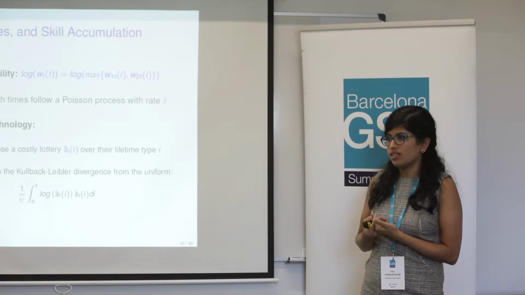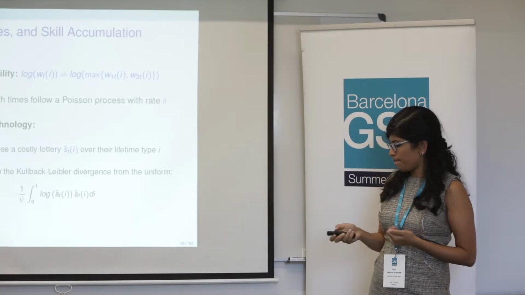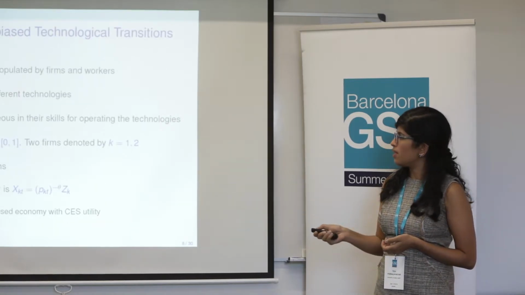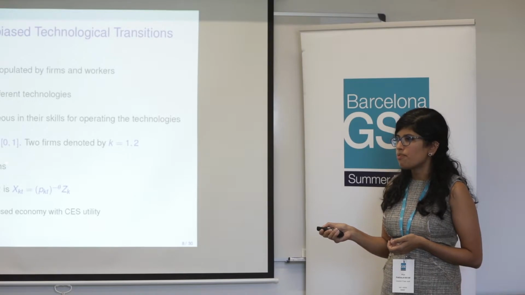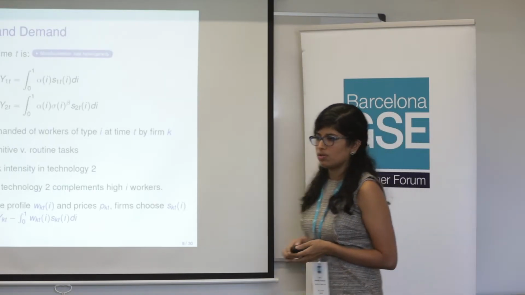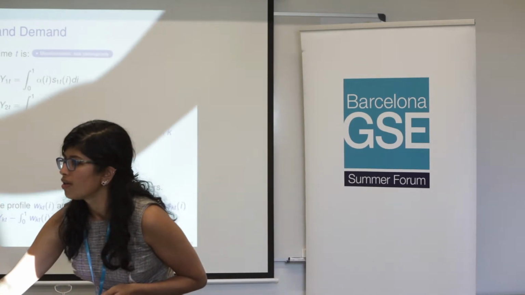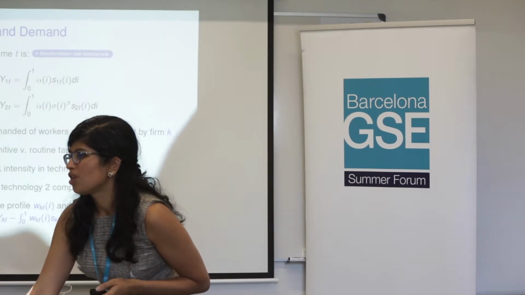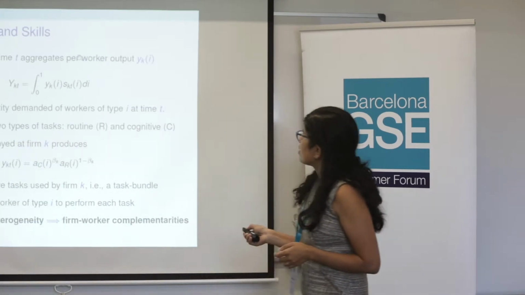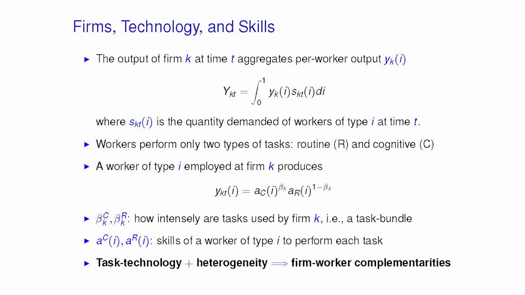I from 0 to 1 are combinations of tasks. Sorry, go back a slide. Workers are denoted by their type, which is the combination of the tasks. So every worker is one number between 0 and 1, but two numbers. You can think of it as workers performing routine tasks and cognitive tasks, and every worker of type I has this cognitive ability and this routine ability.